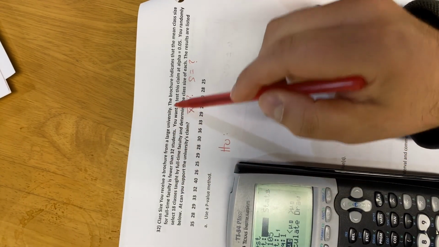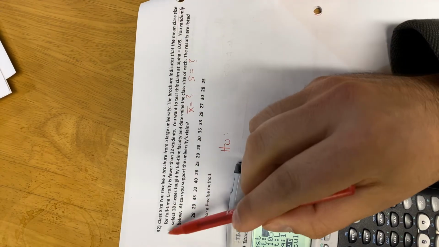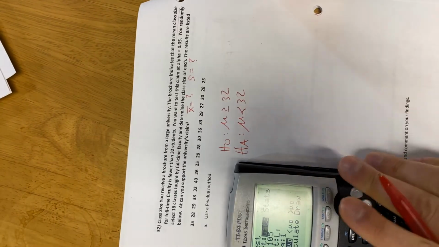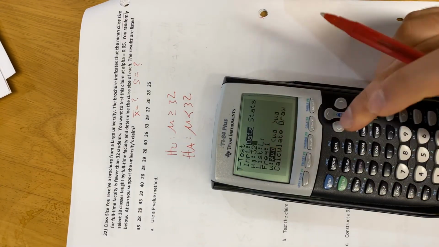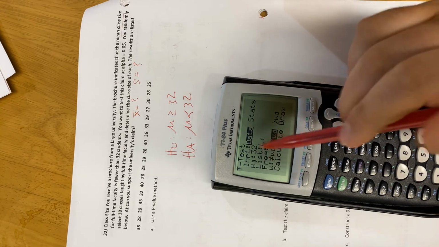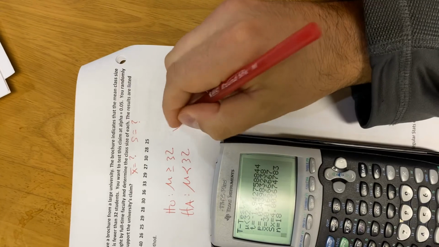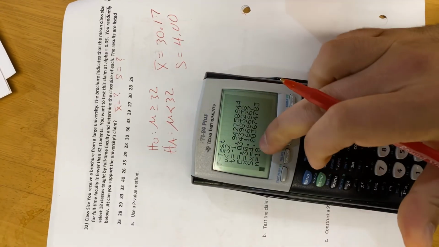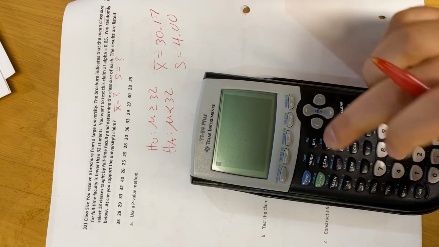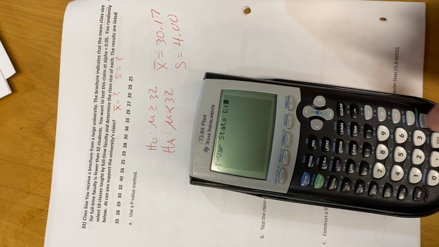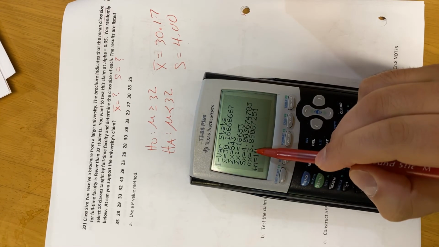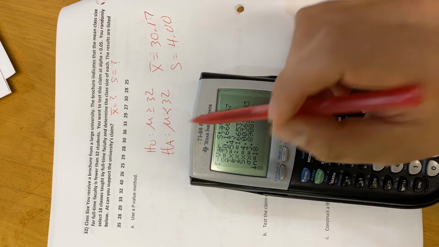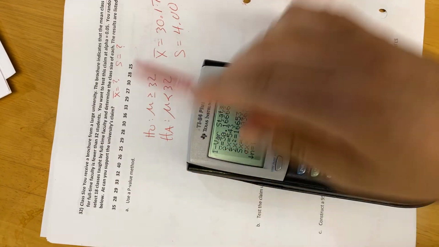Okay, so you receive a brochure from a large university. The brochure indicates the mean class size is fewer than 32. So that's your Ho, 32. The data's in L1, and you want to choose that. So the x bar is 30.17, the s is 4.00. But notice the calculator gives you s. It knows to give you s, because if you were to just 1-var stats this thing, it has s and it has sigma. Well, we're not using sigma. We're using s only with this stuff. I don't know the population standard deviation. I just know the sample of these 18 classes.